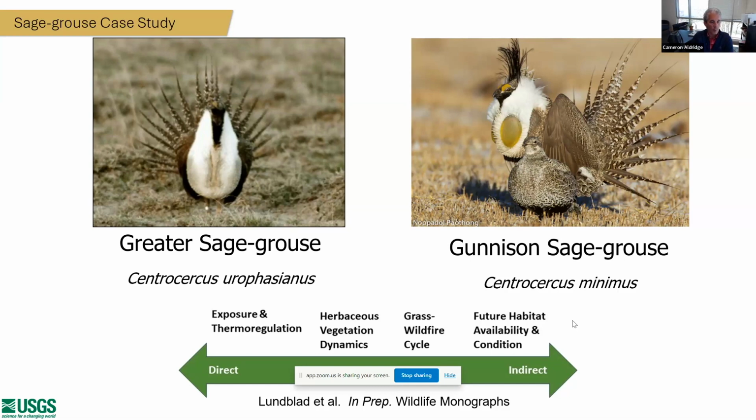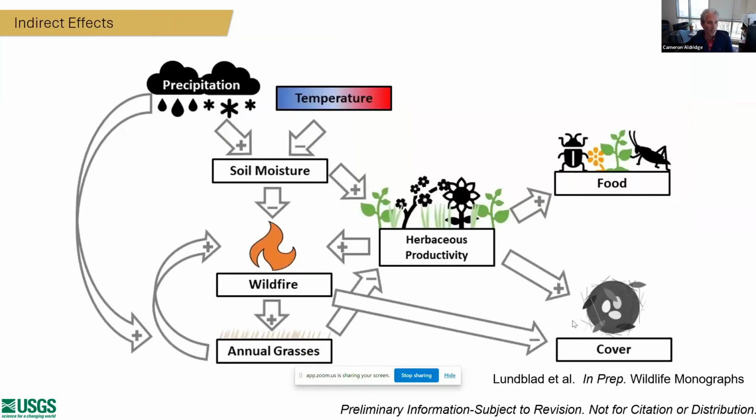I'm going to focus a little bit more on the shift all the way over to the right side where we're talking about some of these indirect effects. First, I'll start with the second figure that Carl's produced for that same manuscript that characterizes some of these indirect effects on sage grouse.